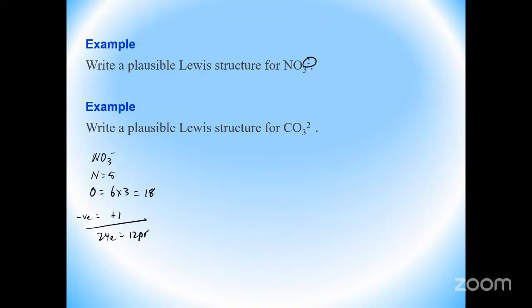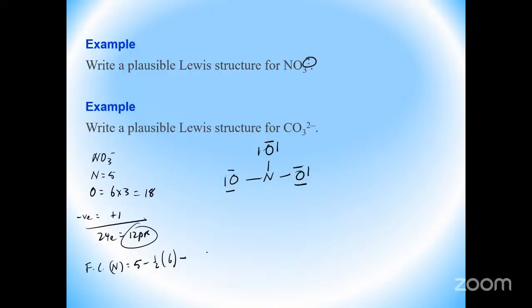12 pairs. So we put the nitrogen in the middle, surrounded with oxygen, and then we put the bonding pairs. Remember, we have 12 pairs to assign. So we go like this, 1, 2, 3, then 4, 5, 6, 7, 8, 9, 10, 11, 12. So the formal charge on the nitrogen is equal to the group number 5 minus half the number of bonding electrons, which for nitrogen in this case is 6, minus the number of non-bonding electrons, which is 0. So that's 5 minus 3, that gives you plus 2. So you're going to have plus 2 here on the nitrogen.